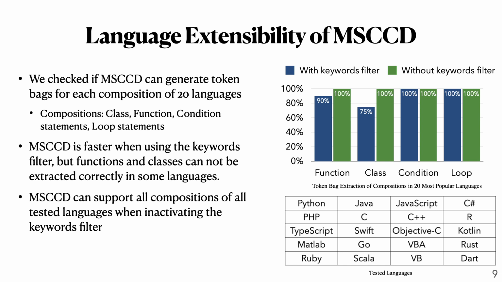When using the keywords filter, 90% of languages in functions and 75% of languages in classes can pass the keywords filter, and all languages in loop statements and condition statements can pass the keywords filter. That is because these languages use a different rule pattern to define functions and classes. When inactivating the keywords filter, MSCCD can support all compositions of all the 20 tested languages.